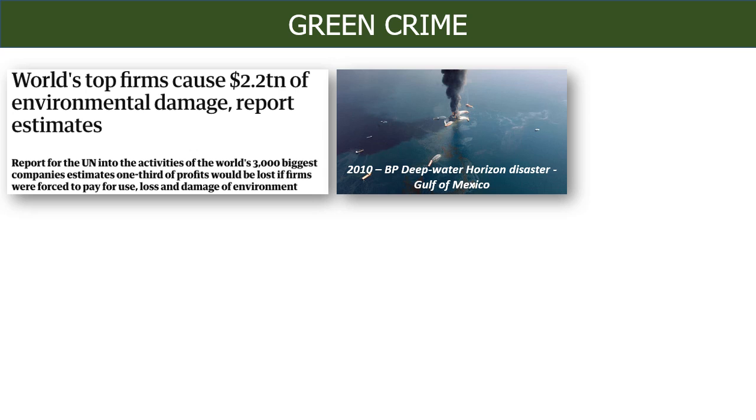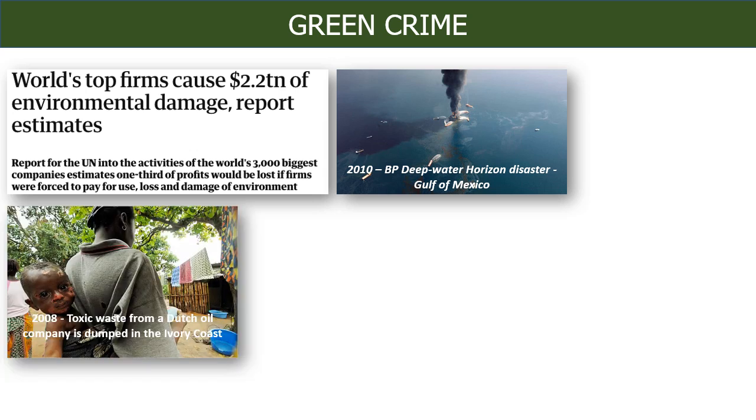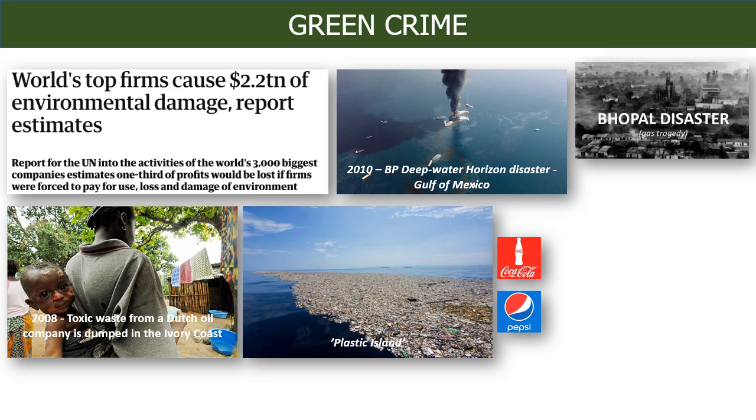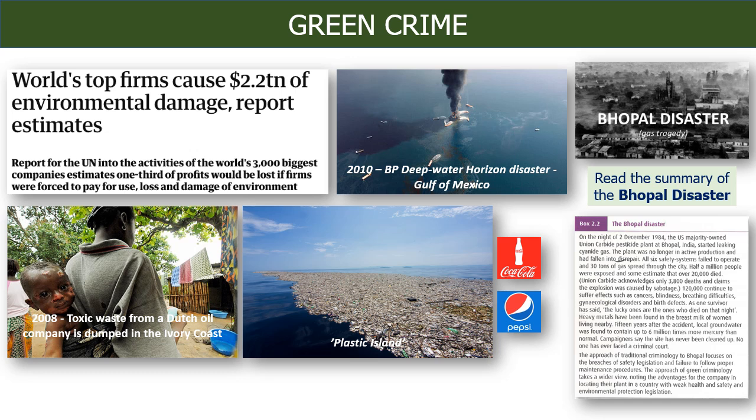The Deepwater Horizon disaster by BP, which again was another oil company, cost huge amounts of money to try and repair and undo the damage. Toxic waste spills from corporations, the plastic island, which is as a result of big corporations producing materials that cannot be degraded or break down for many, many years. And then the Bhopal disaster, which was a gas tragedy in the 1980s. You've got a small summary of this in your booklets. Just have a read and make some notes on the Bhopal disaster.